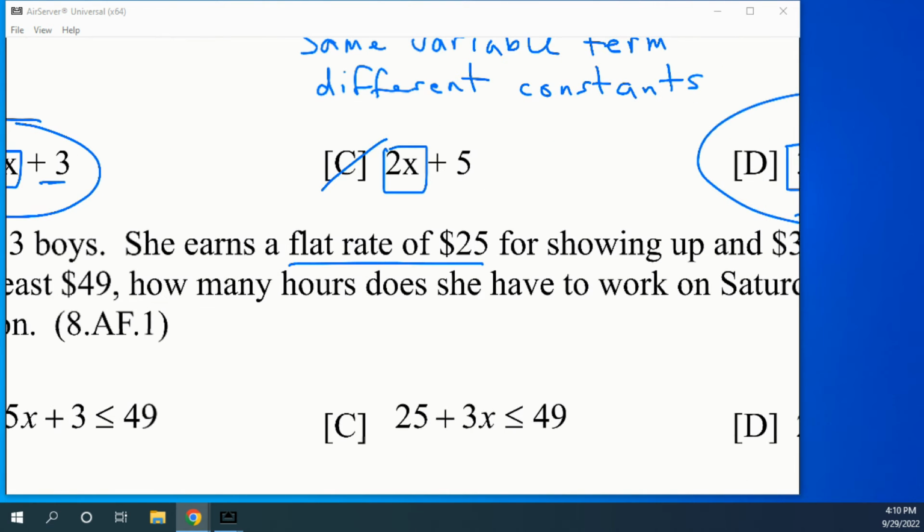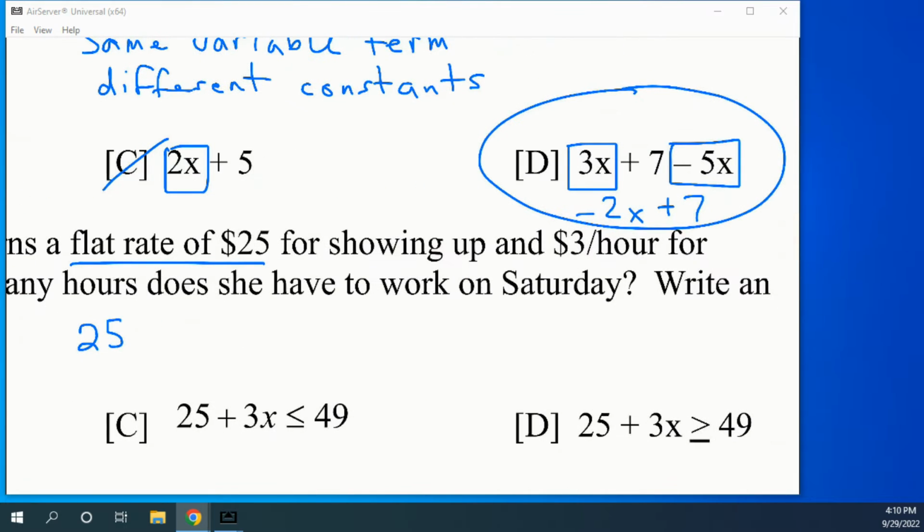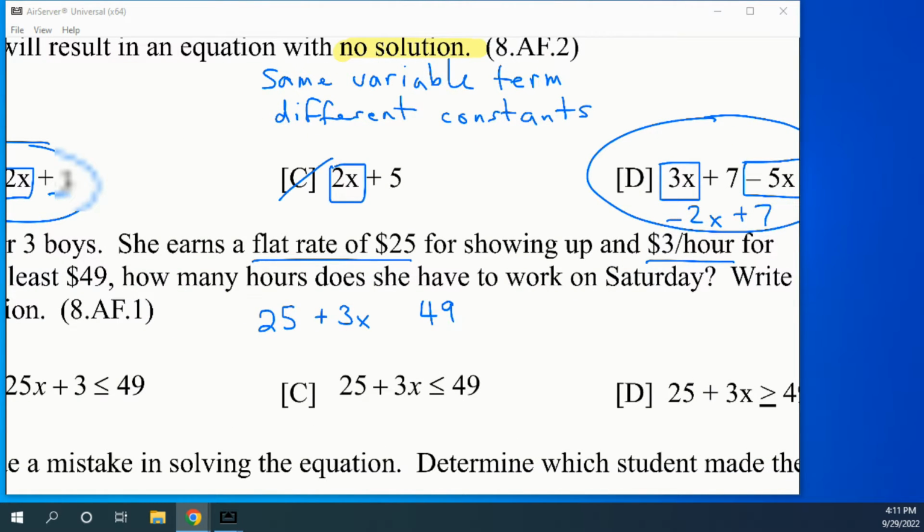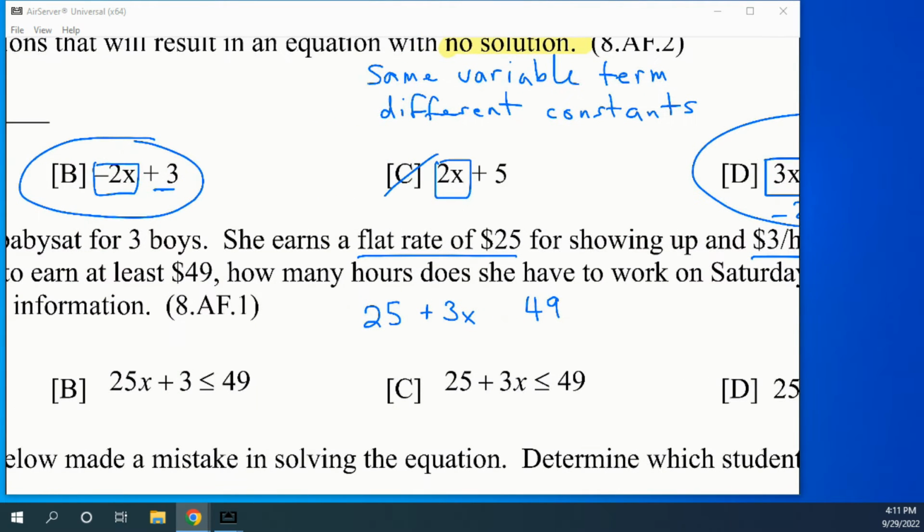Flat rate of 25 means she's going to make $25 no matter how many hours she is staying there. She's making $3 per hour, which means she's going to earn $3 for 1 hour, $6 for another hour, $9 for 3 hours, and so on and so forth. So that is where our variable is going to go. She wants to have at least $49, so that's going to be on the other side. We just have to determine what our inequality sign is.